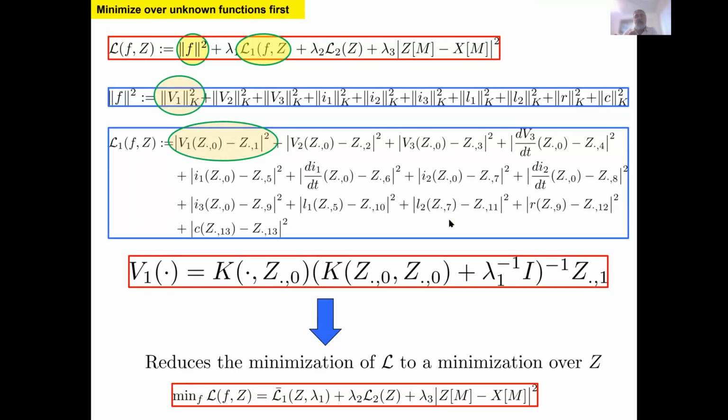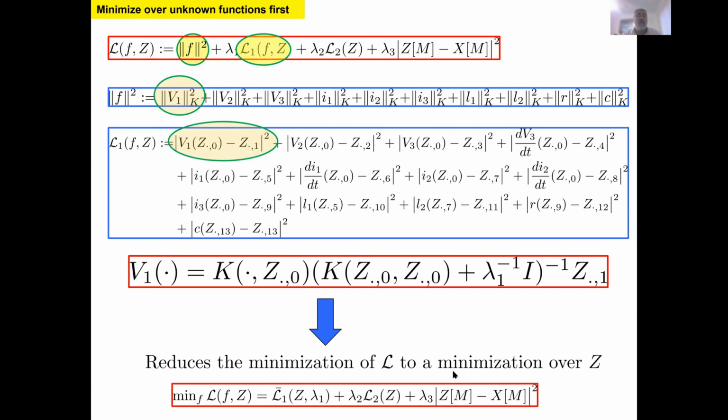Now, to minimize the overall loss, we minimize over unknown functions first. And since the problem is quadratic in these unknown functions, we have formulas representing those minimizers as functions of the unknown variable Z. So for instance, the overall loss is quadratic in the unknown function V1, and minimizing over V1 given the variable Z is equivalent to solving a kernel ridge regression problem, whose minimizer is given by the following formula. And if you do the same for all the unknown functions, then you reduce the previous optimization problem to one that depends only on Z, and that one you can minimize with variants of gradient descent or Gauss-Newton.